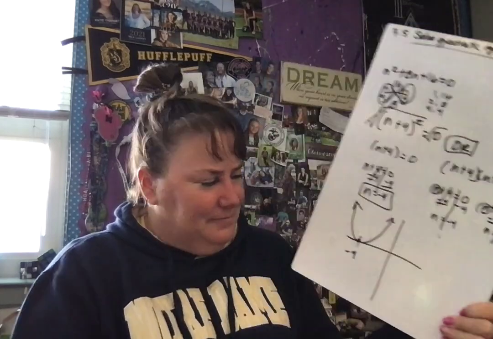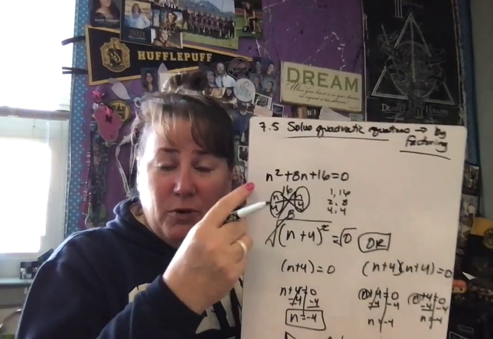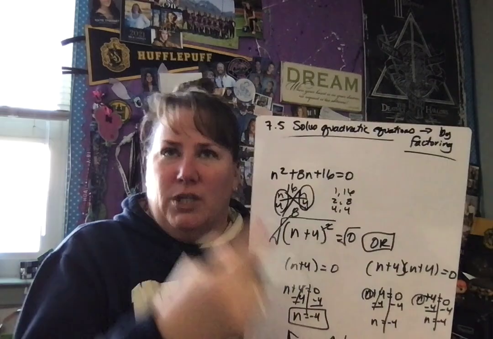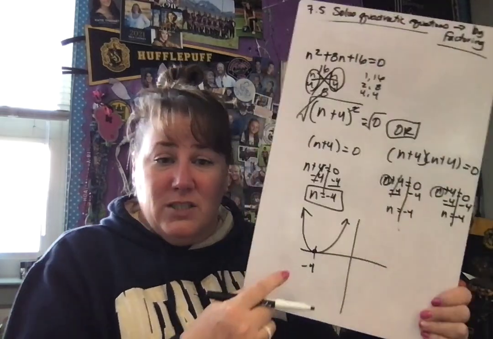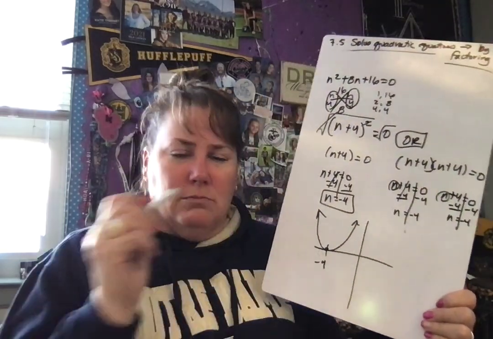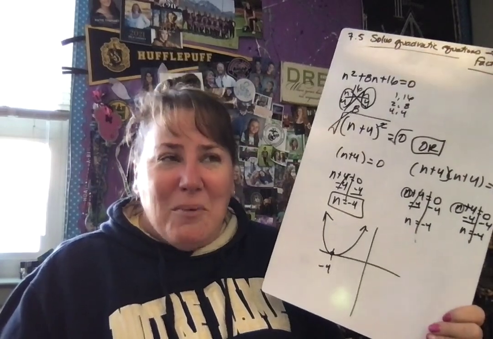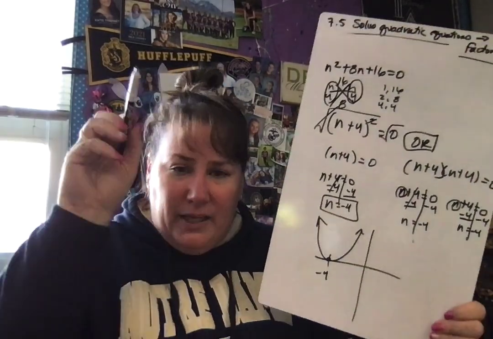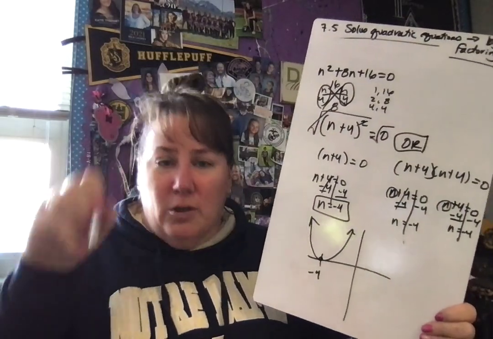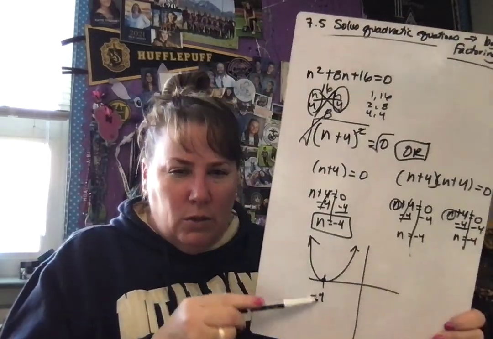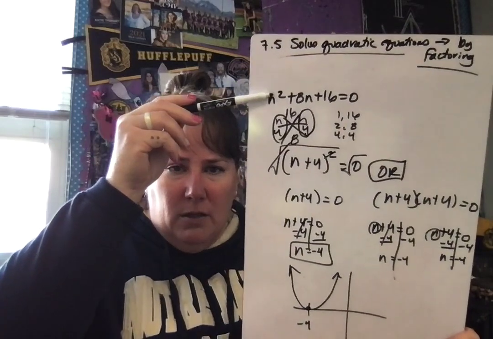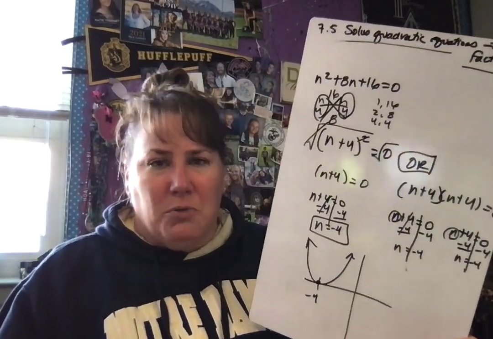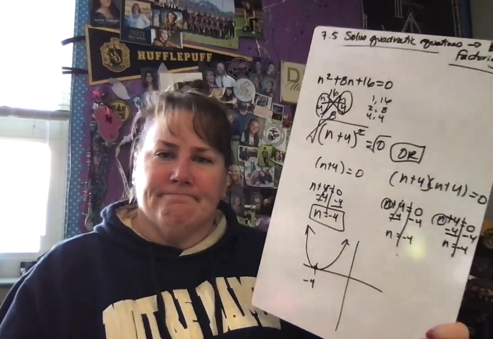So if you end up getting a perfect square trinomial and you factor it and you get the square of a binomial, you're going to have one solution, which means your parabola touches. It does not cross. It just touches it. And it can either open up or it can open down. But you only get one solution when your polynomial that you're factoring is a perfect square trinomial. That's it.